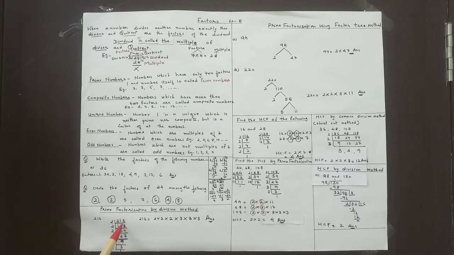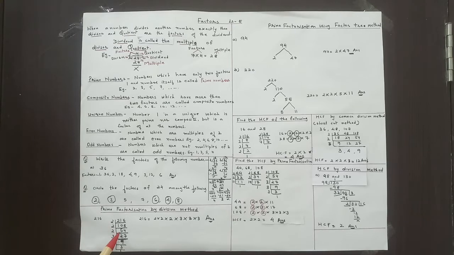We will divide 216 by the least number, the smallest number, that is 2. 2 ones are 2. 1 cannot be divided, so we will put a 0. It will become 16. 2 eights are 16. We will get 108. Now we will divide it by 2.